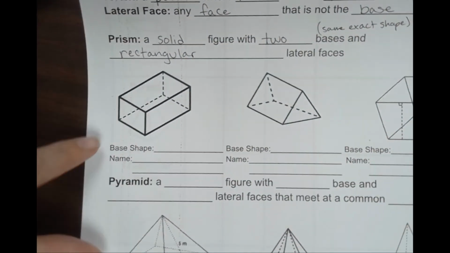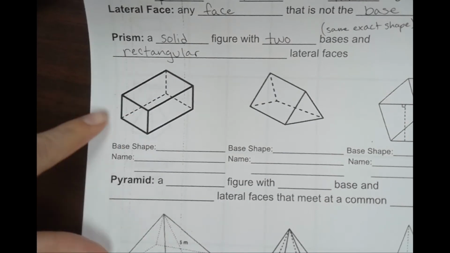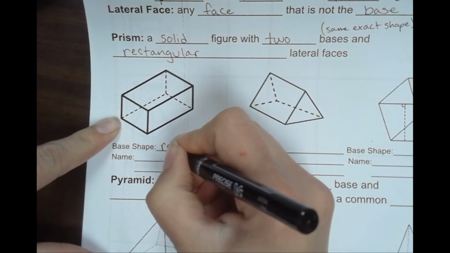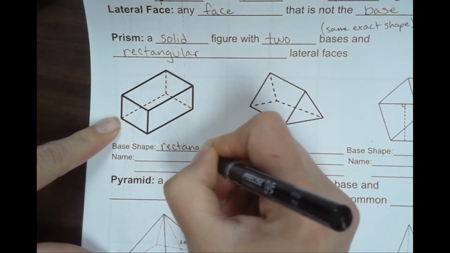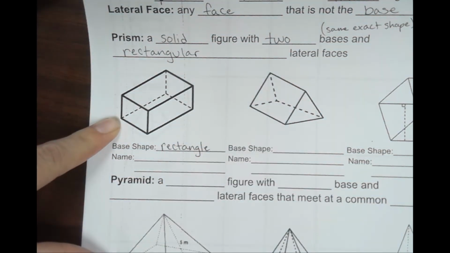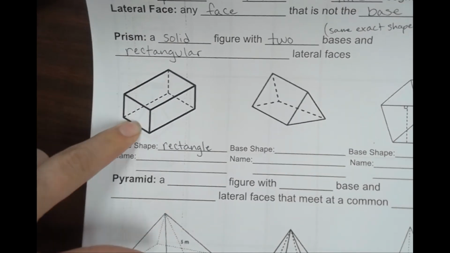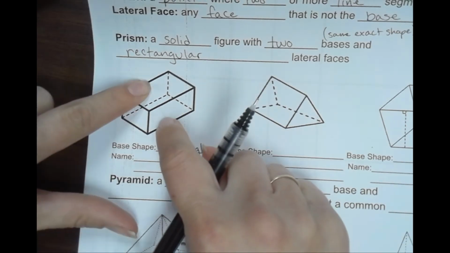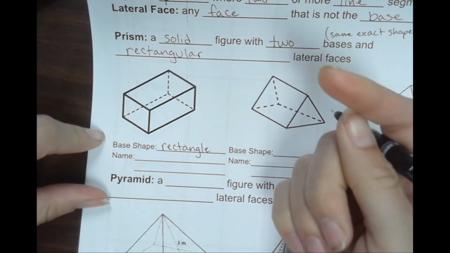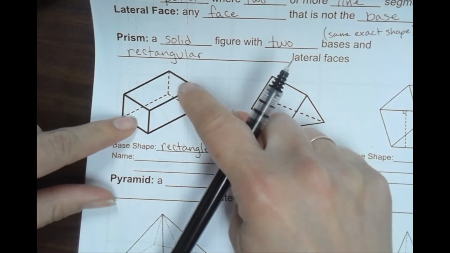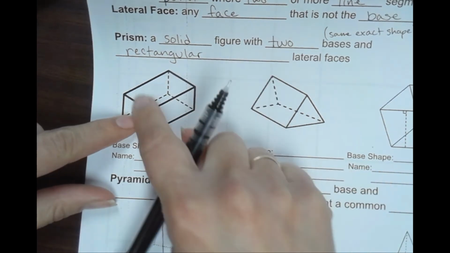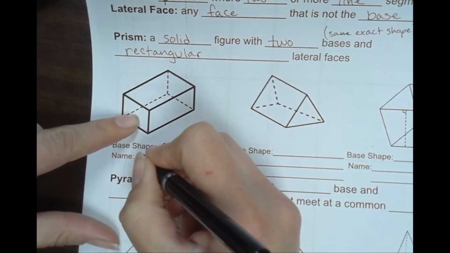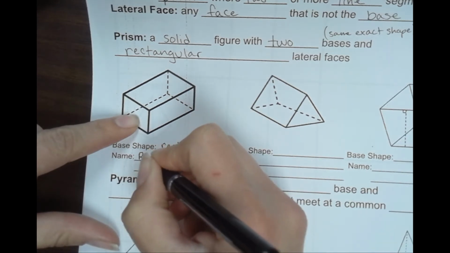So if we look at this, the base shape, what is the basic shape of this? The basic shape is a rectangle. So this has a rectangle for a base. Base does not mean bottom. This and this could be the base, this and this could be the base, since they're all rectangles. It actually doesn't matter which one you call the base, but if I look at every other side, see how they're all rectangles? So this is a rectangular prism.